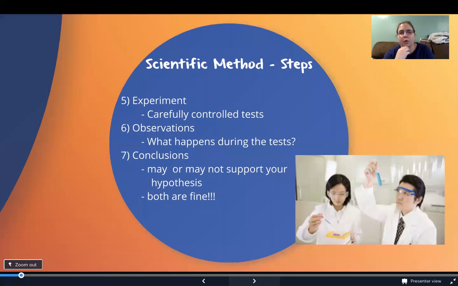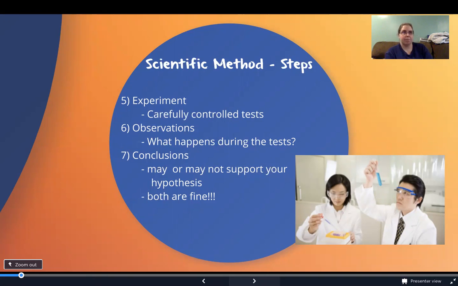All right. Once you have your hypothesis, you are going to come up with an experiment in order to try and prove it. So you're going to go through a series of very carefully controlled tests. What that means is you are going to keep everything the same except for one variable. This way you can test to see if that one variable is the cause of whatever it is.